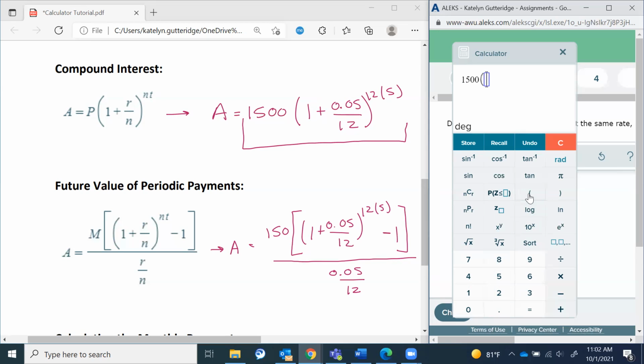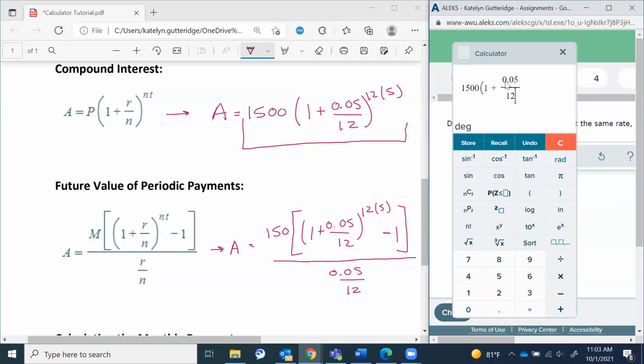I'm going to open that parenthesis. I'm going to do my 1 plus. Here I have a fraction coming up. So before I type in that 0.05, I'm going to go ahead and hit that division symbol, build my fraction shell. I'm going to type in my 0.05, go down to the denominator, type in my 12.